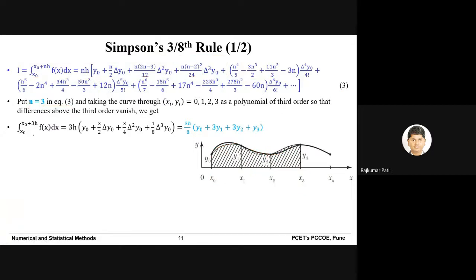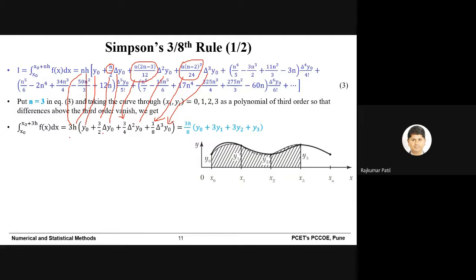So you can see here, in the equation you can see n becomes 3, h as it is, into bracket y naught, n becomes 3, so the term will be 3 by 2 del y naught. Then this particular term will be simplified to 3 by 4 into del square y naught, plus this term will be converted to 1 by 8 del cube y naught, and all higher order terms will have a value which is very close to 0. So that's why we just ignore it.